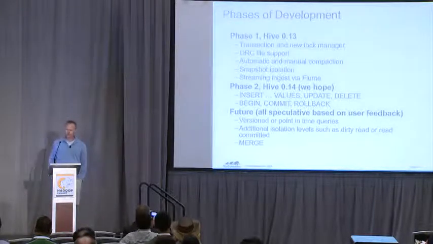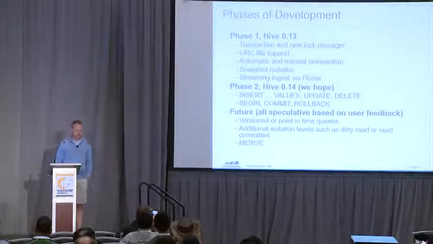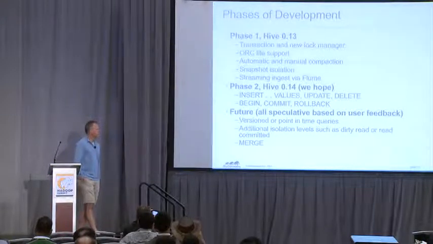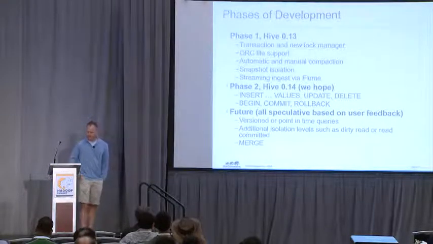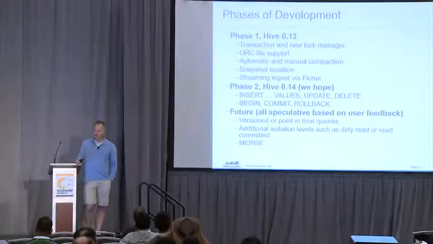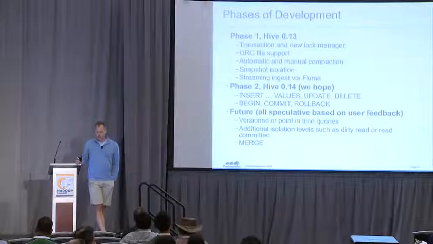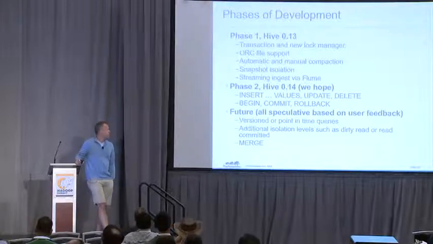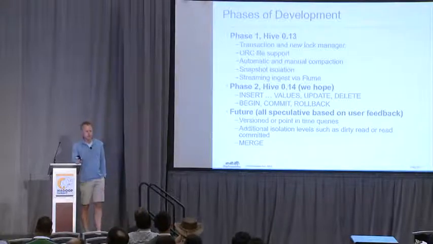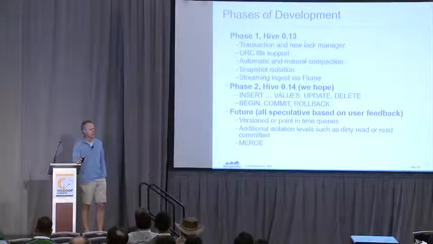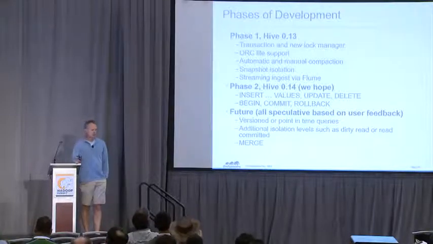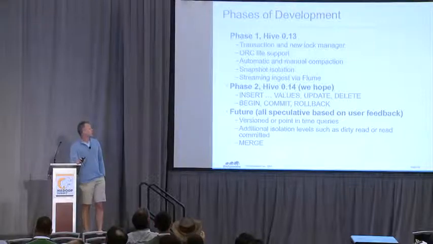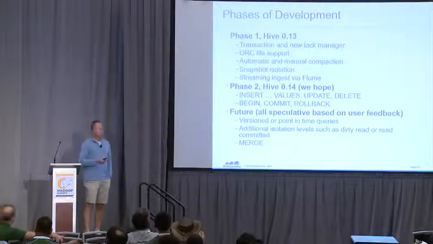All right, so where are we at on this? What are the phases? You know, Rome wasn't built in a day, and neither will Hive on Acid be. So phase 1, Hive 13, which has been released. The transaction manager and lock manager are included in there. The ORC file changes that Owen talked about are available. Automatic and manual compaction is in there, as I talked about, the snapshot isolation, and the streaming ingest via Flume.